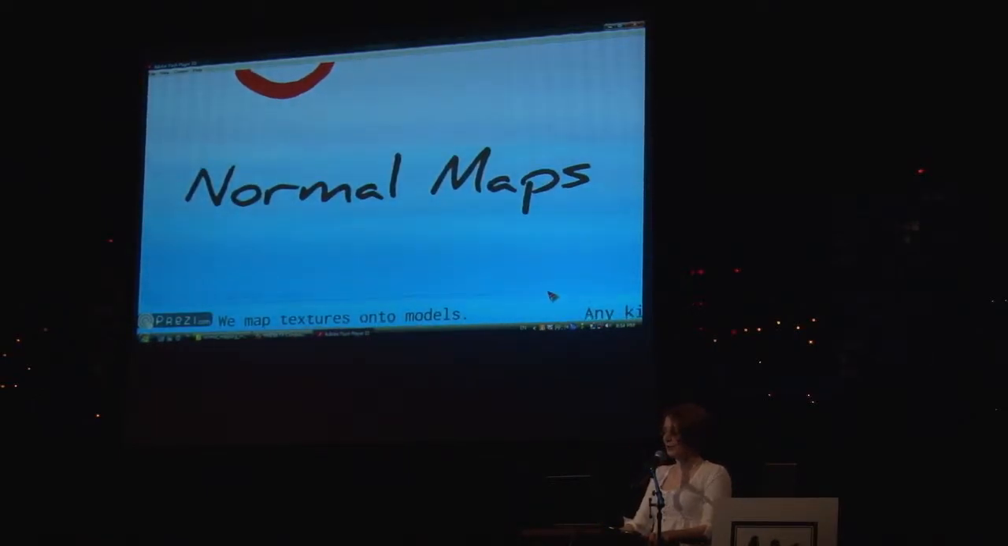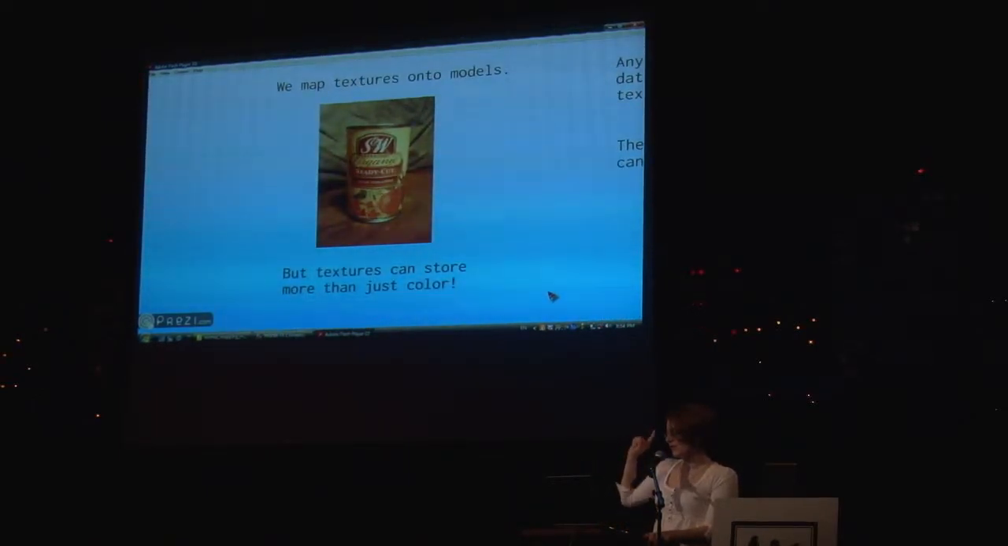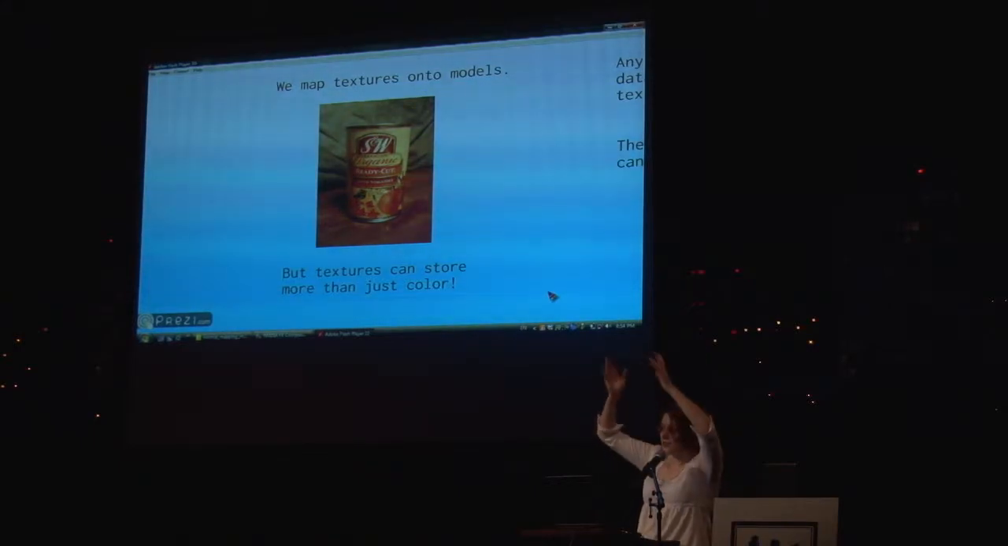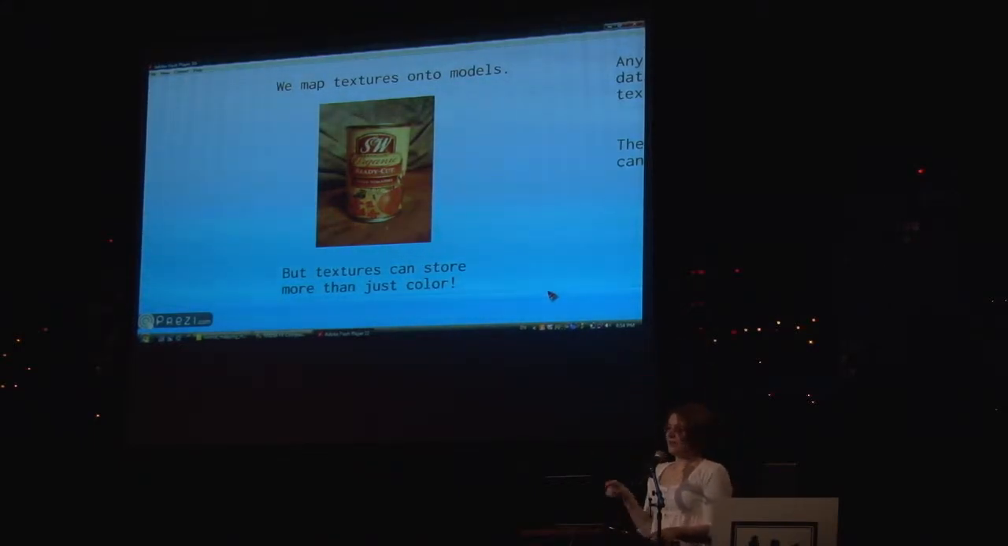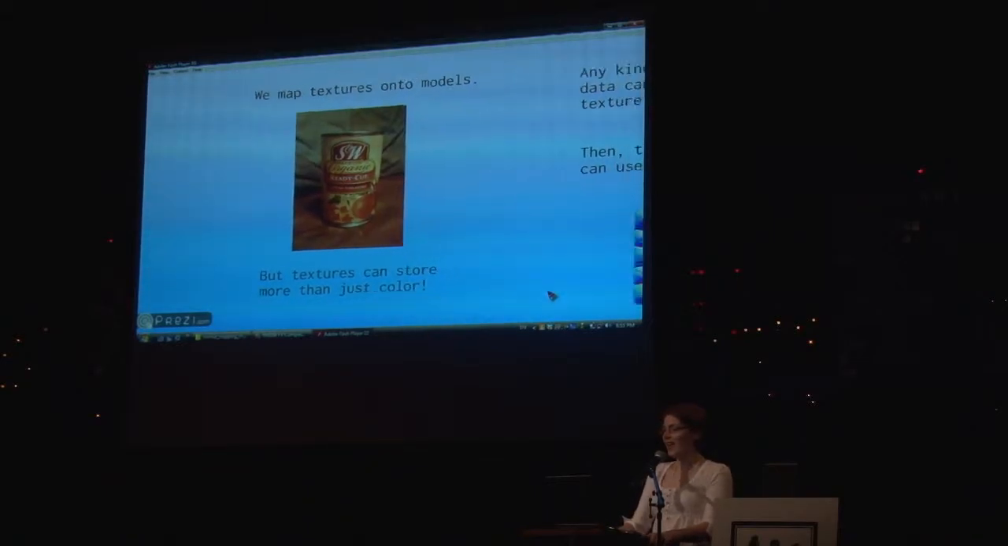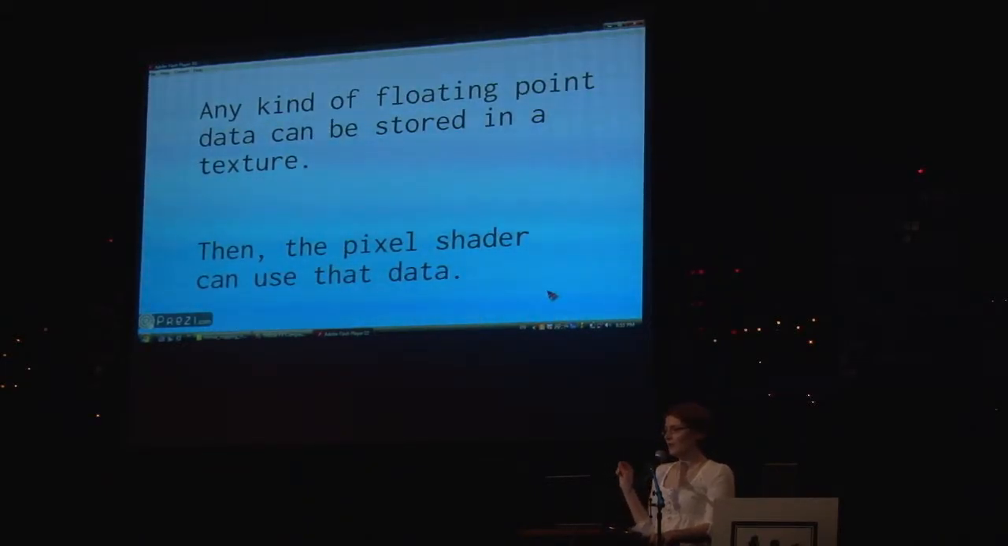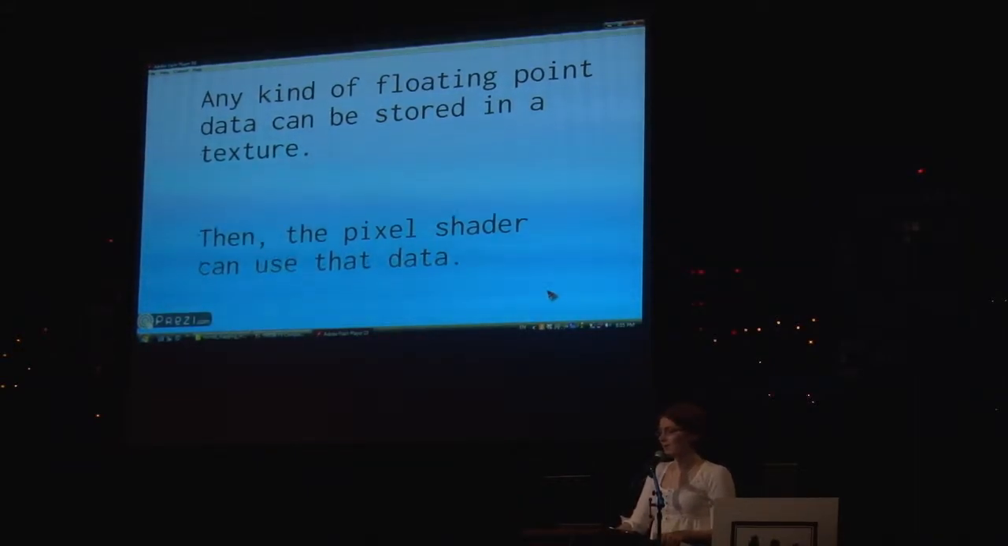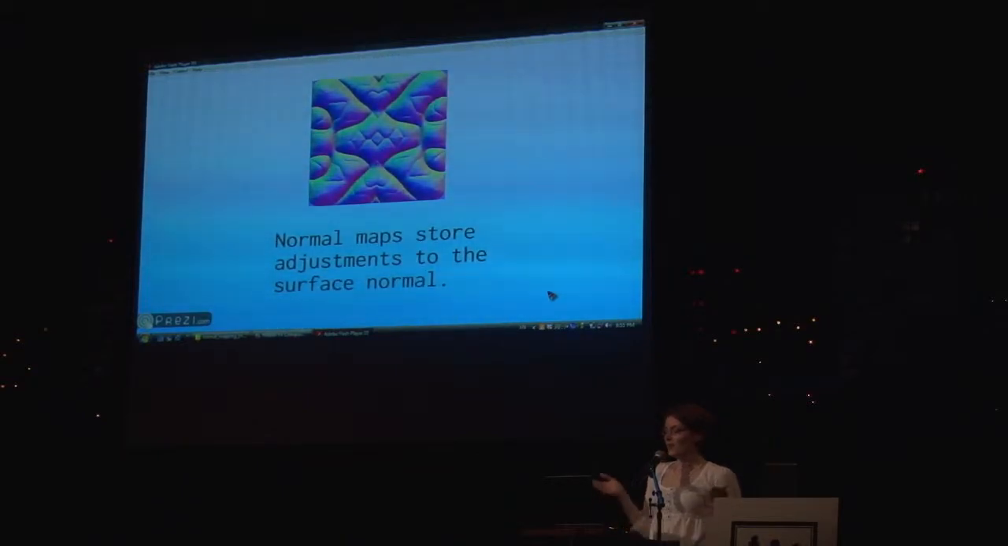Now we're going to get to the normal maps. We map textures onto models, kind of like how this label is mapped on the can in my picture. But textures can be things other than just a color that you're sticking on a model. You can convey any kind of floating point information in that texture and pass it to the shader. Then the pixel shader can use that data for anything you want inside there. So here is a quilt square normal map. You don't see those very often, do you?